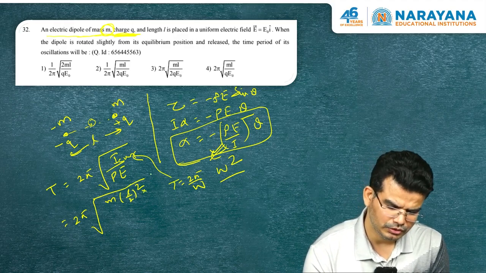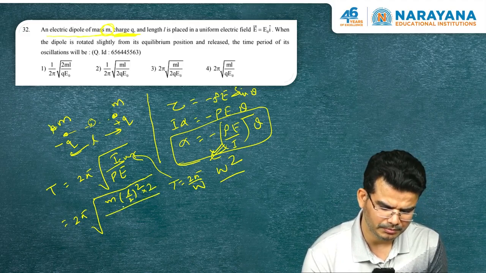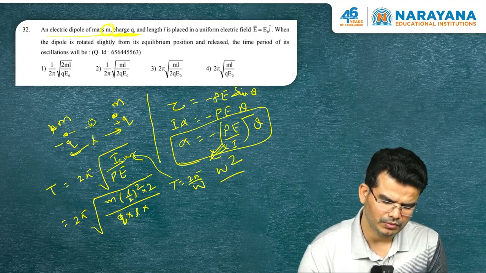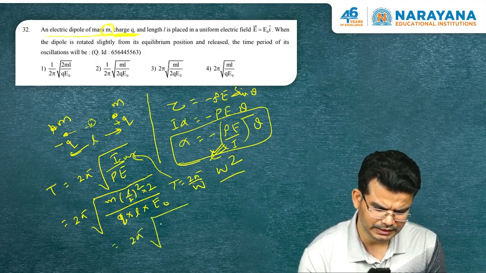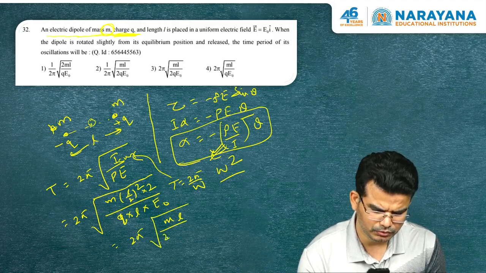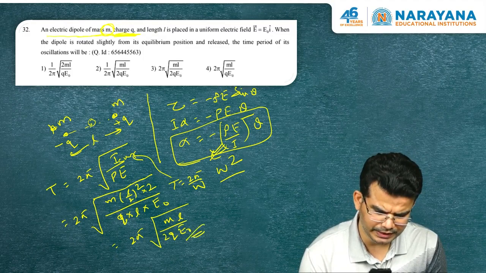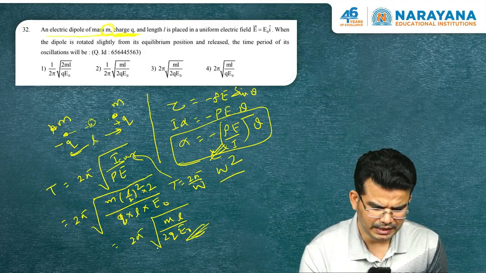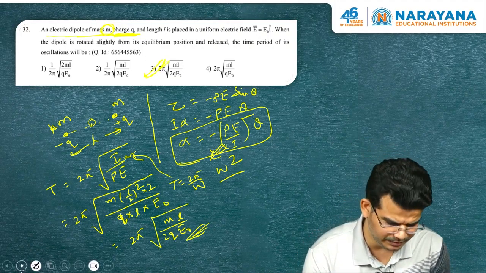So, the mass is m only, not minus m, 2 upon p, p will be how much? So q into L into what is E? E value is given, E naught. Now, just a basic thing, so it will be 2 pi root over m L upon 2 q E naught. Is there any option? So we can see question number 32 and the answer is option 3. Option 3 is the correct answer. Fine. Let us move to the next one.